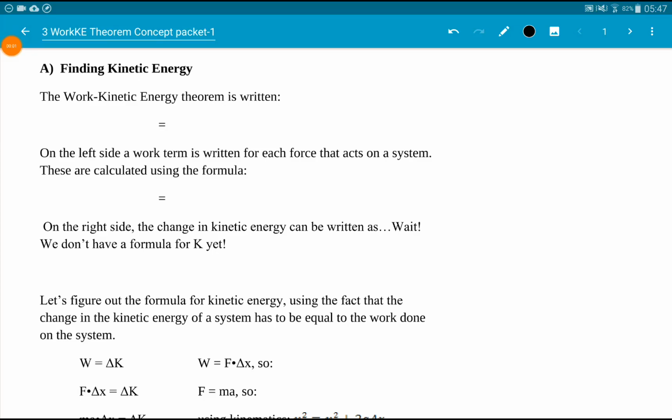Welcome back. We're going to be figuring out how work and kinetic energy go together and how to actually calculate not only work, but how that affects the total amount of energy, especially the kinetic energy. So let's get into it.